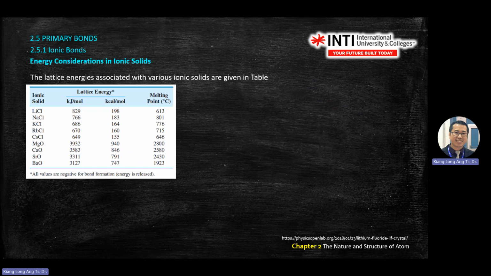The one on the left is kilojoule per mole. The one on the right is kilocalorie per mole. Usually we use joule because of the constant value we are using. If you see examples 5 and 6, we convert energy into joule. This is the melting temperature.